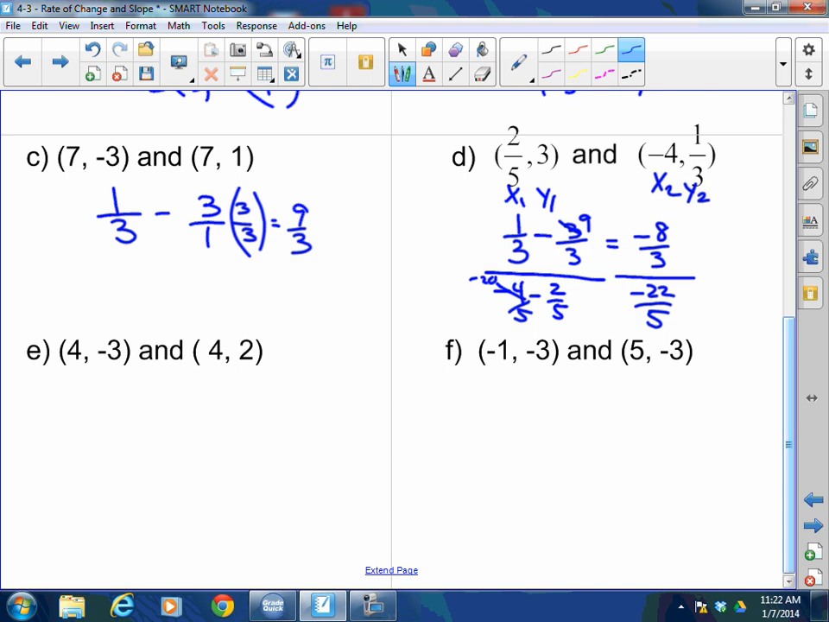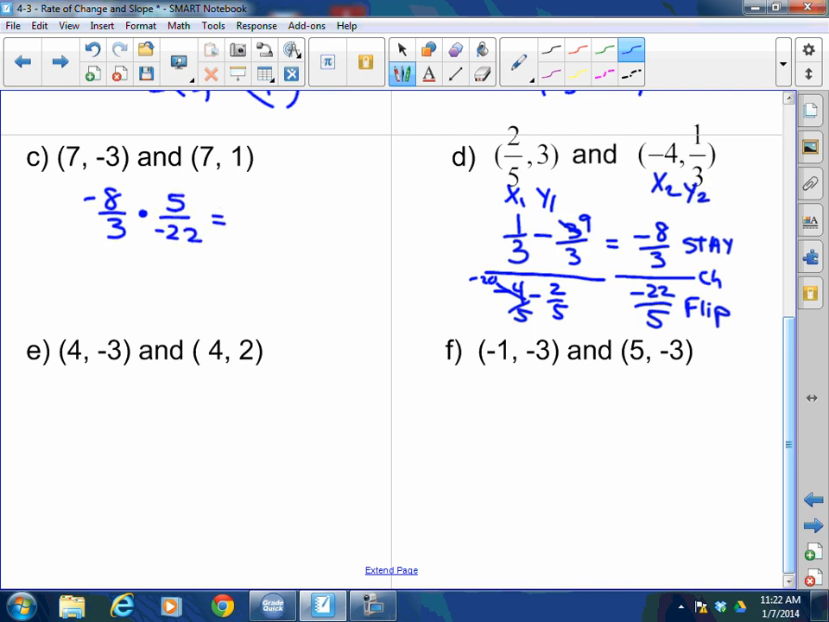Cool. So now, how do I divide these fractions? Come on, it's a little song I taught you. Stay, change, flip. Very good. Stay, change, flip. Okay, first of all, what's a negative divided by a negative? So those are going to become positives. 2 goes into 8 4 times. 2 goes into 22 11 times. 4 times 5 is 20 over 33. That is my slope, gentlemen.